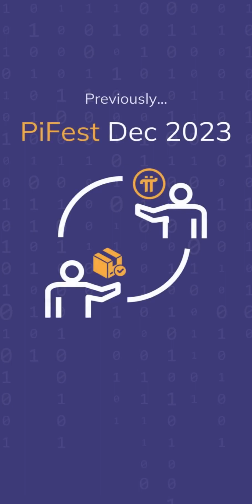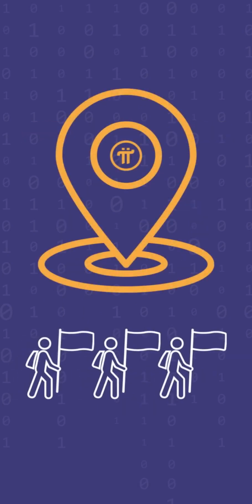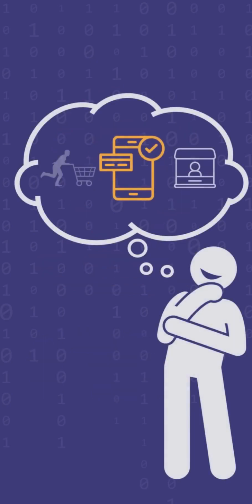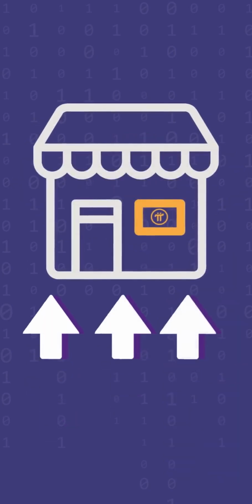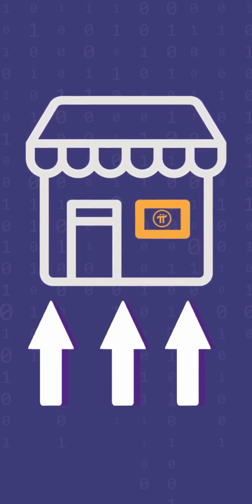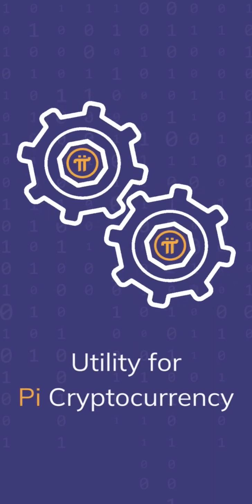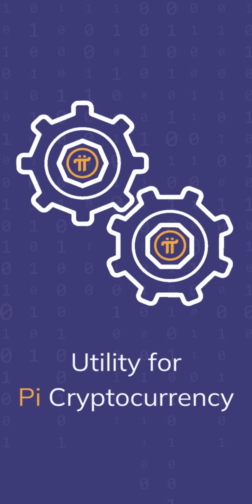Pi Fest in December saw over 21,000 submissions of businesses accepting Pi across 155 countries and regions. Pioneers took extraordinary effort to go around town and locate these businesses. Imagine there were an app that helped pioneers easily find these businesses accepting Pi. How much would it uplift Pi Commerce, the use of Pi in local businesses around the world by our pioneers, thereby creating another utility of the Pi cryptocurrency?